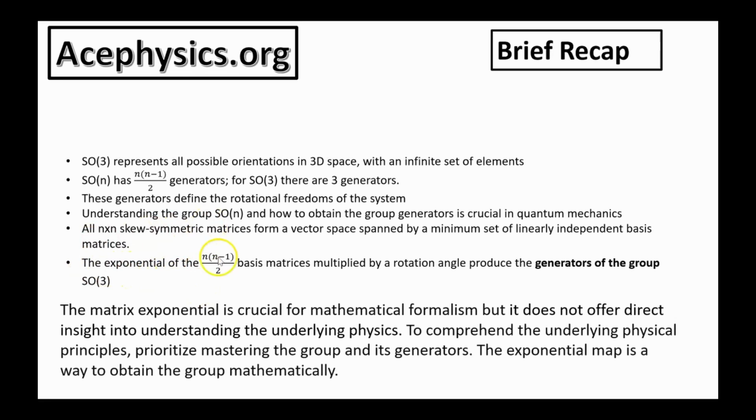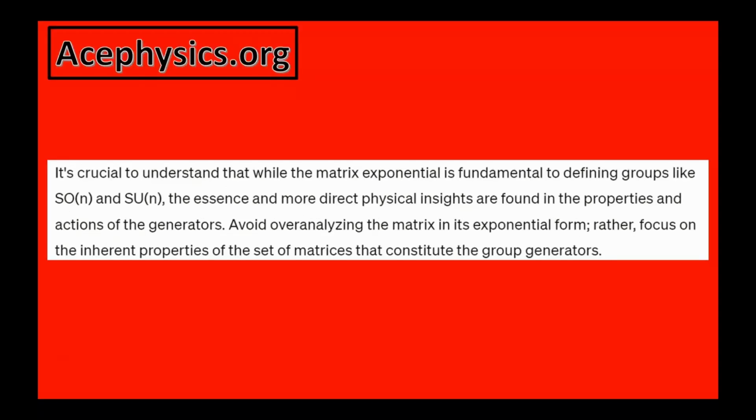The exponential of the n times n minus 1 over 2 basis matrices multiplied by a rotation angle produce the generators of the group. It's crucial to understand that while the matrix exponential is fundamental to defining groups like SON and SUN, the essence and more direct physical insight are found in the properties and actions of the generators. Avoid overanalyzing the matrix in its exponential form. Rather, focus on the inherent properties of the set of matrices that constitute the group generator. That is, the exponential of the basis matrices.